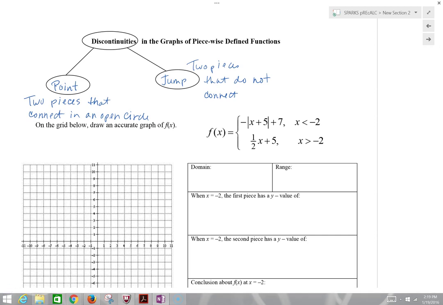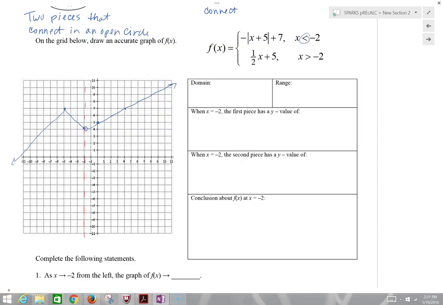So go ahead and graph this piecewise function, f of x, and check your graph with me before we go ahead and answer the questions about it. So pause it right now. So this is what that graph looks like.